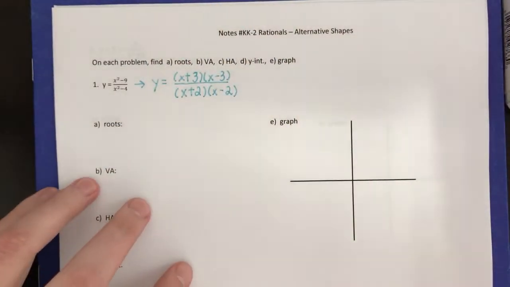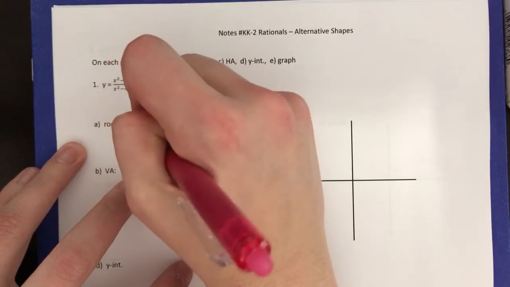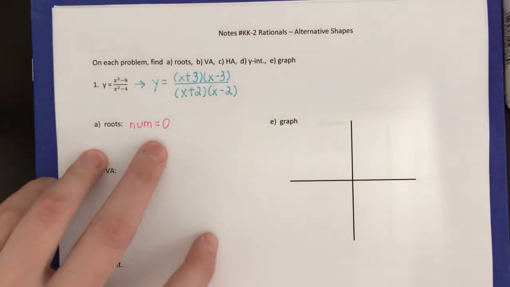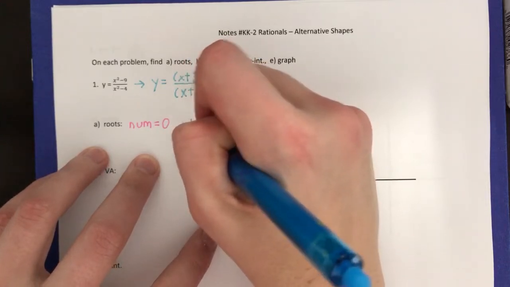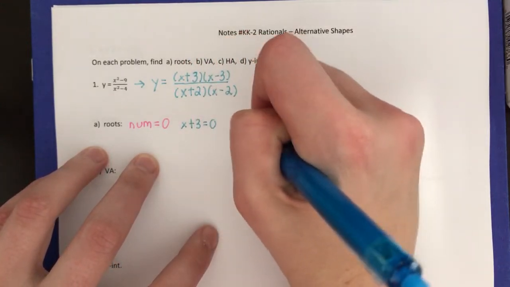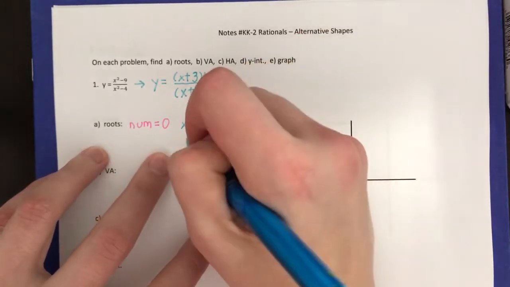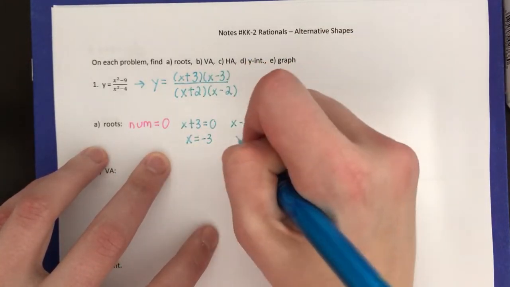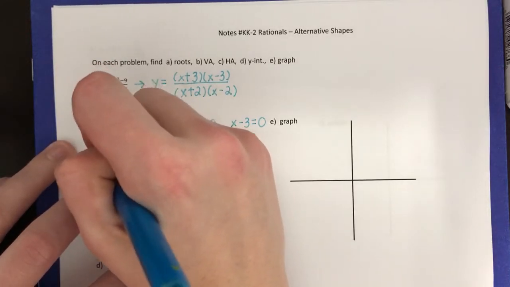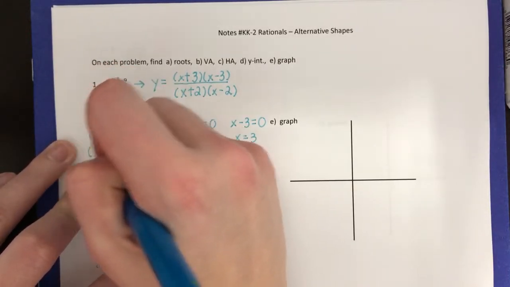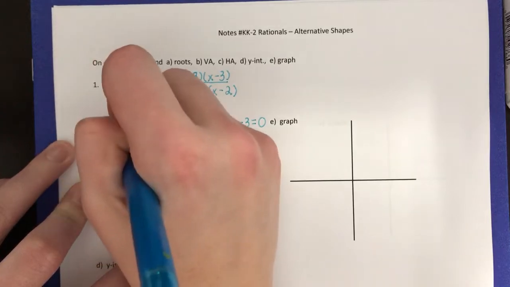Roots. So remember, roots is when the numerator equals 0. So the numerator equals 0, that would be x plus 3 equals 0, as well as x minus 3 equals 0. So x is going to equal negative 3 and x is going to equal positive 3. So my roots are negative 3, 0 and positive 3, 0.